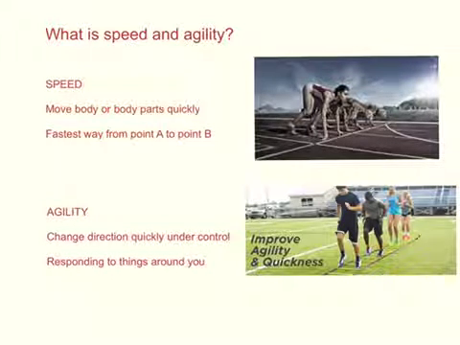Agility is the ability to move and change direction and position of the body quickly and effectively while under control. And when we use agility, we're usually responding to things around us. So in tennis, when the player is moving to get to the ball, they're using agility. In team sports, they might use agility to move around the defensive players as quickly as possible.